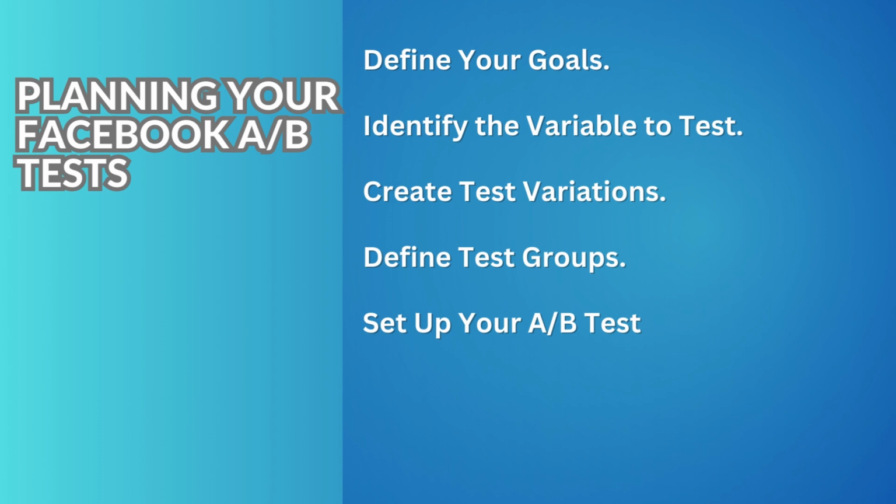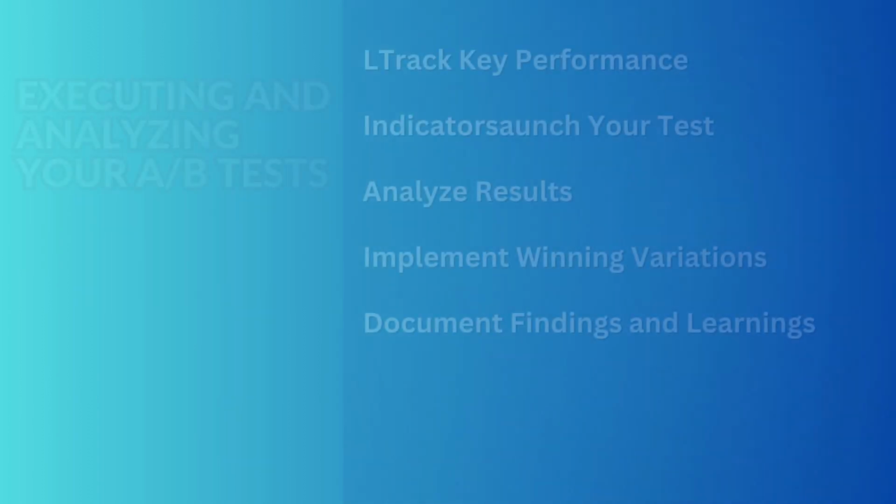Create test variations. Develop multiple variations of the element you are testing, ensuring they are significantly different to allow for meaningful comparisons. Define test groups. Divide your target audience into 2 or more test groups, ensuring each group is representative of your target audience and that the groups are similar in size. Set up your A/B test. Utilize Facebook Ads Manager or the experimentation tool to create your A/B test, specifying the test groups, test variations, and duration of the test.